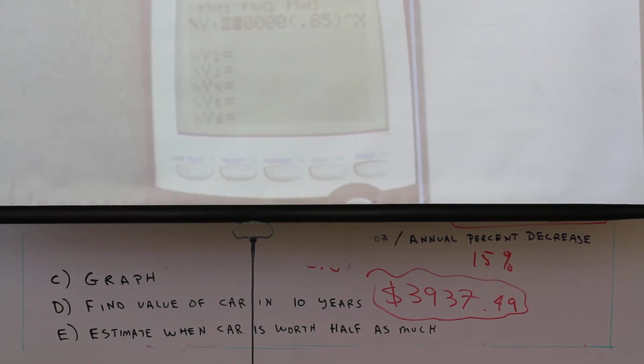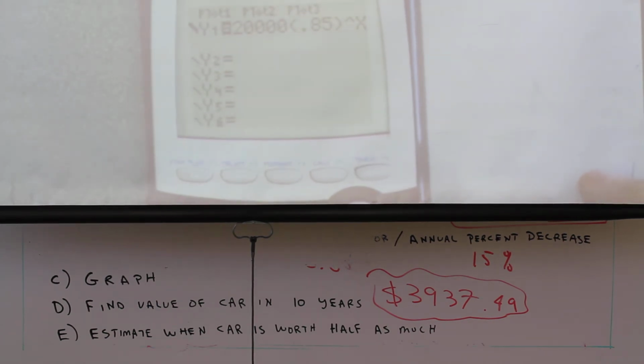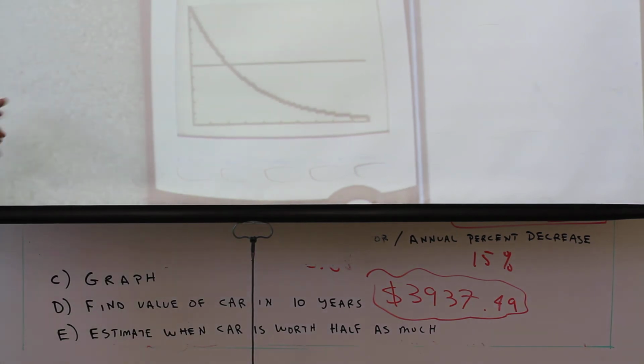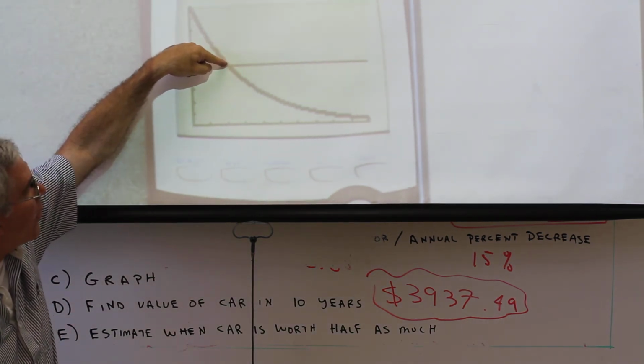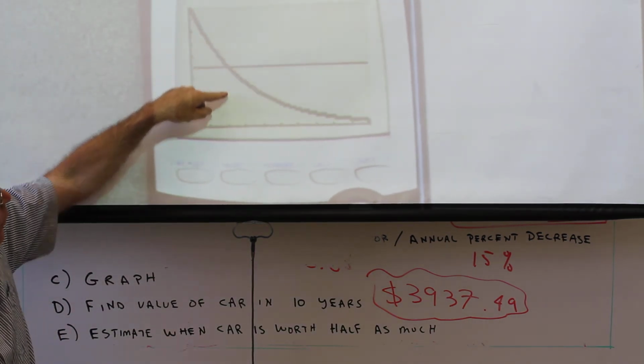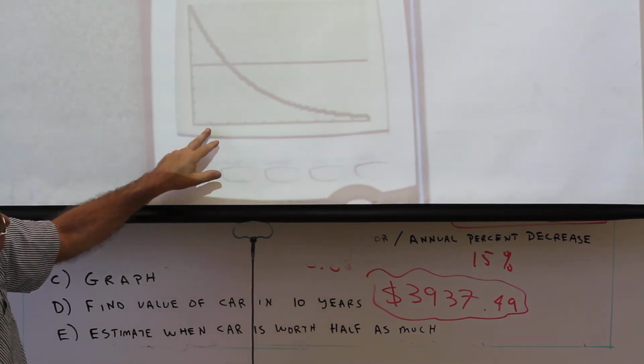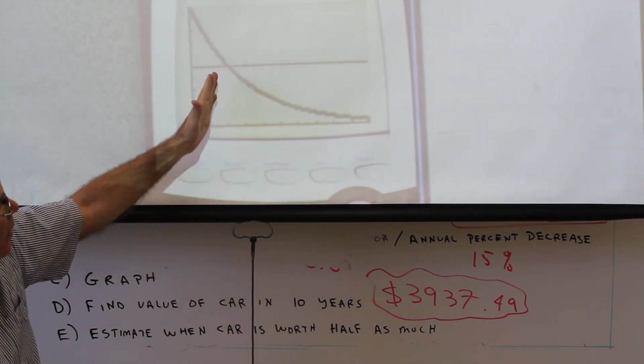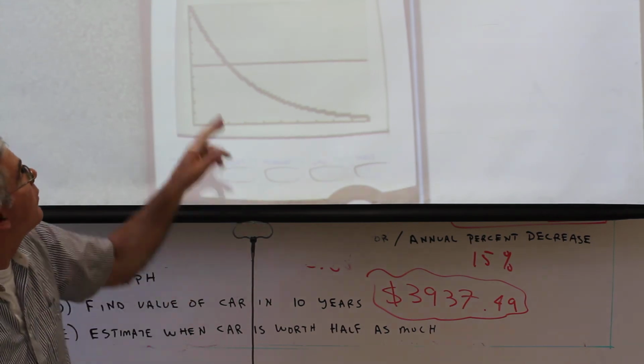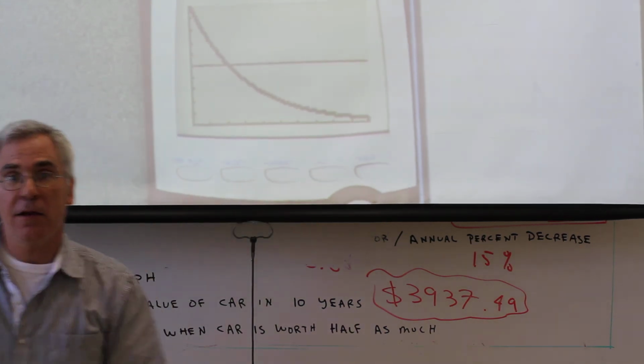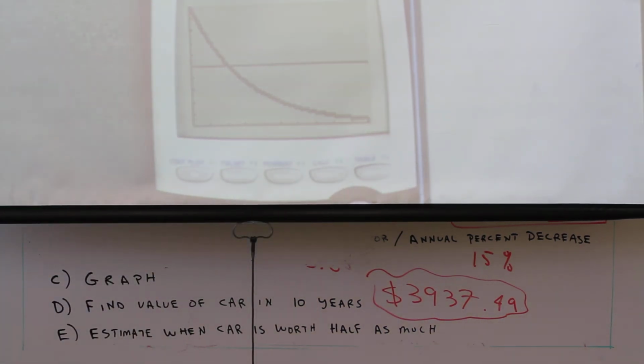I'll go to y equals, I'll go to y sub 2. Half of 20,000 is 10,000. I'll graph that. And then all I'm going to try to do is figure out what that associated x value is. I can tell you it's going to be about 4 years, but I'll use my calculator. So I'm going to use second, calculate, and intersect, number 5.